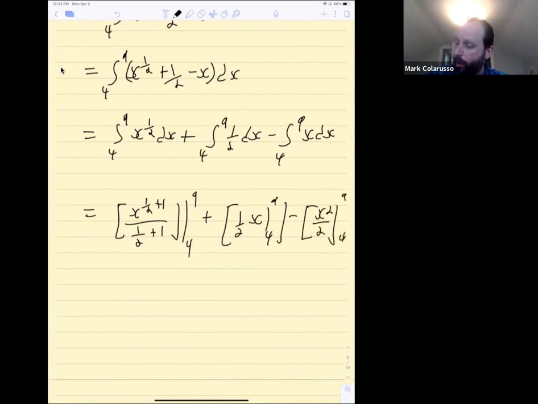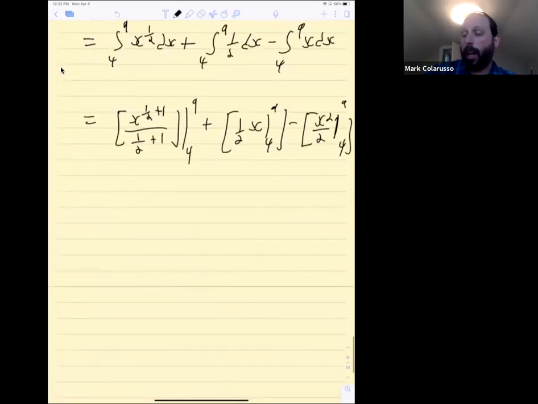Between 9 and 4 again. So I need a bar here. Remember, like I was saying earlier, this negative has to distribute across the entire difference, so be very careful with the parentheses. So 1/2 plus 1, I'll write another line, but this is fairly straightforward. This is x to the 3/2. You have 1/2 plus 1 is 3/2, in the denominator becomes 2/3, and you bring it up to the numerator.